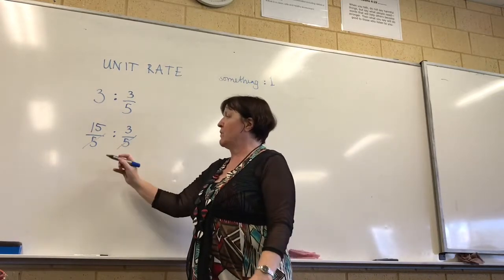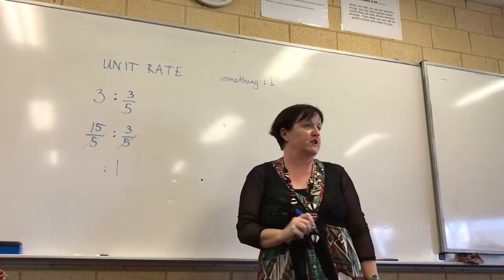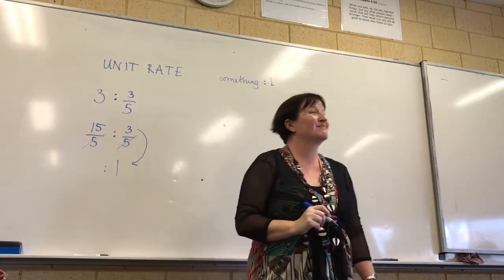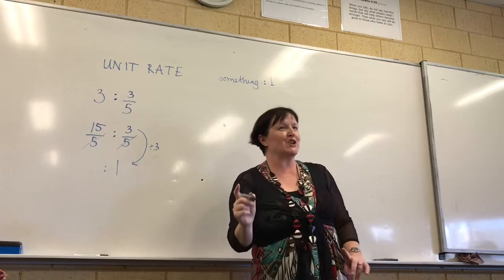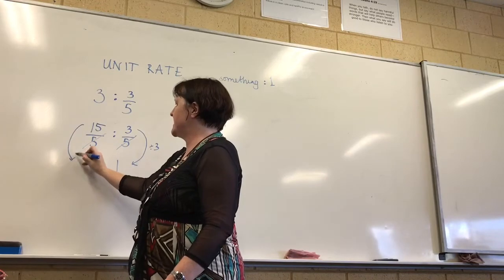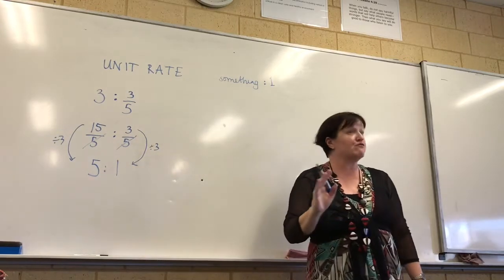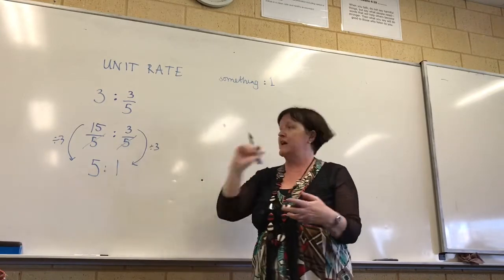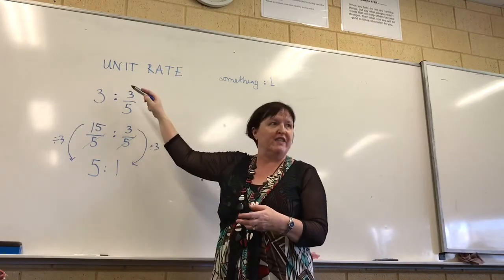So now we've got 15 to 3, but we've got to make the second part of the ratio 1. So what do we need to do to that 3 to make it 1? Divide it by 3. Very good. And what do we know about ratios? What do we have to do to both sides? Yeah, have to do the same thing. So we divide this by 3 also, which gives us 5 to 1. So the ratio of 3 to 3 fifths as a unit rate ratio is 5 to 1. So there are 5 equal parts there to every 1 equal part there.